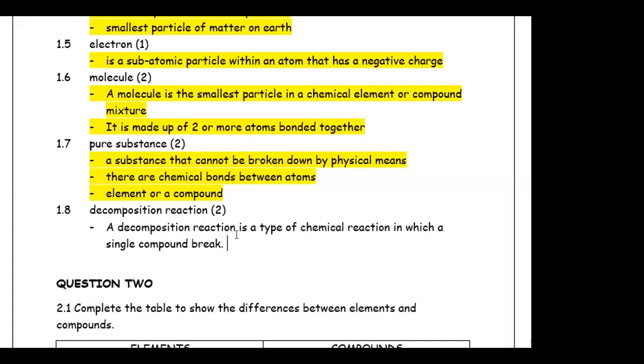So you can't break down an element, and you can't break down a mixture through chemical means, but you can break down a compound through chemical means. And I'm going to add to this: using heat or electrical energy. All right? That part is optional. You don't have to write that down.